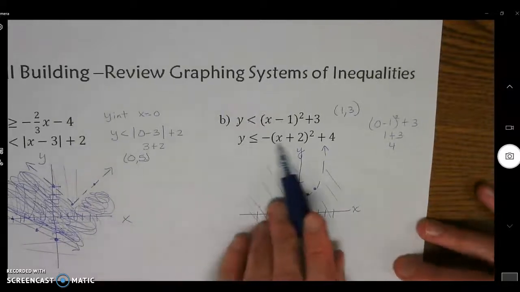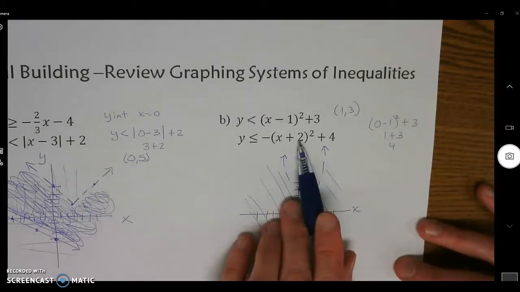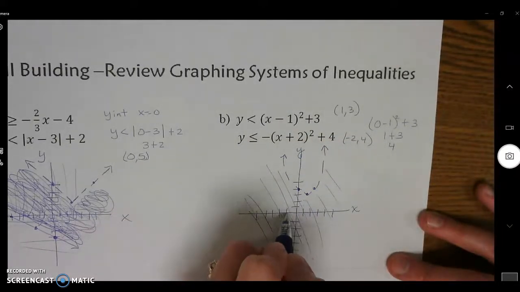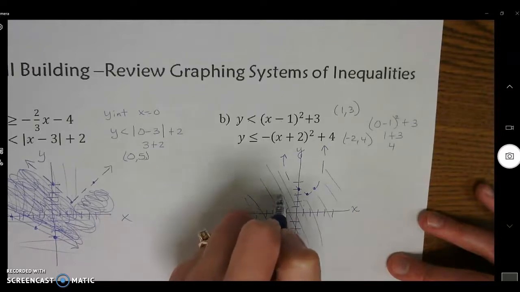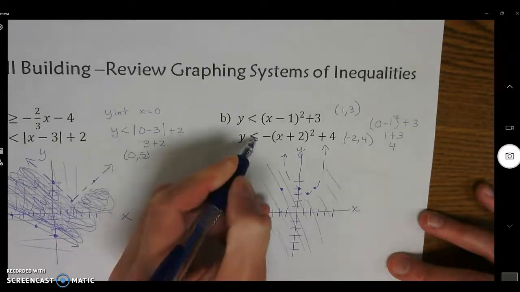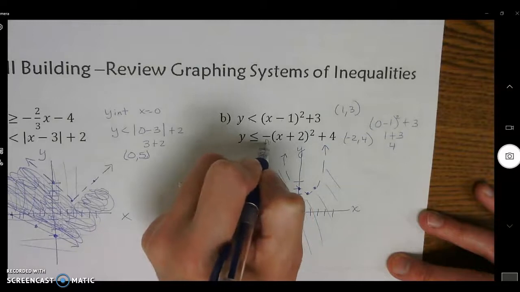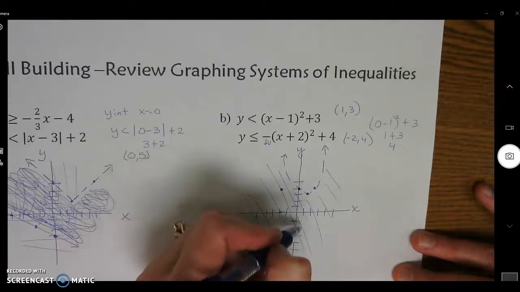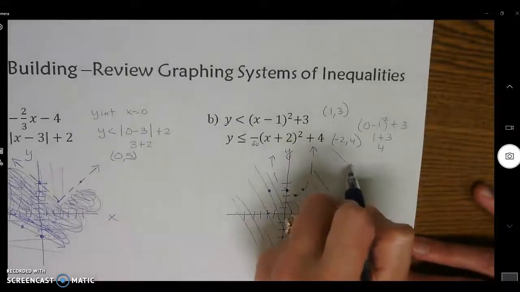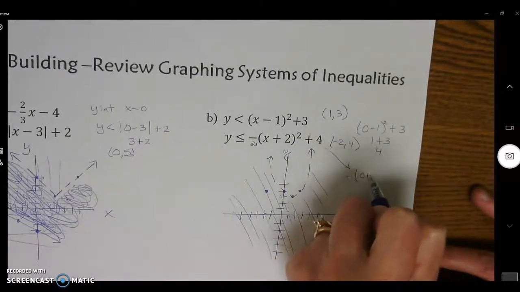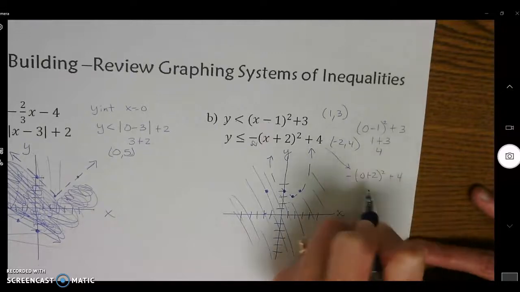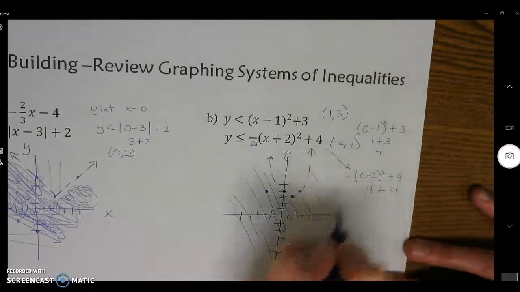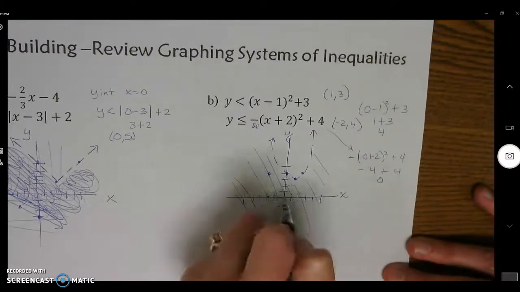Okay, next one. Again, we have a parabola. Its vertex is -2, 4. This one's opening downward. So I'm going to be going down. And let's see where I touch the y. So doing this one over here, 2 squared is 4. And then I have a minus in front, so that says keep it negative. So this is touching at 0, 0.